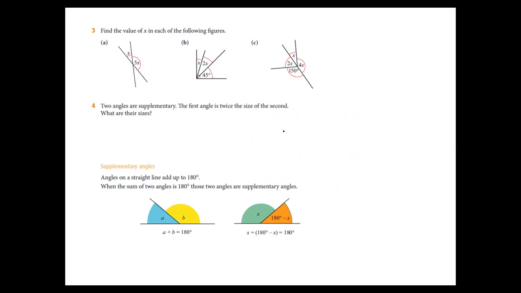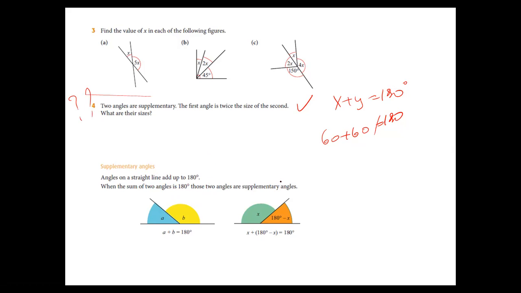Why? 60 plus 60 is not equal to 180. If you find the answers to this question, please send them to us in the comment section. Okay, it's also for you. So, supplementary angles: a reminder for you, angles on a straight line add up to 180. When the sum of two angles is 180, those two angles are supplementary angles.